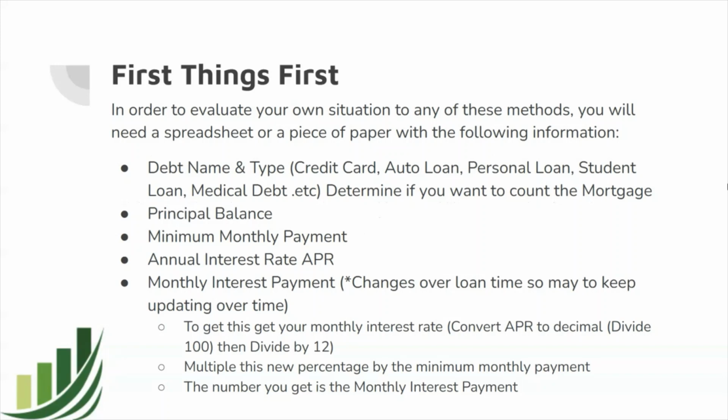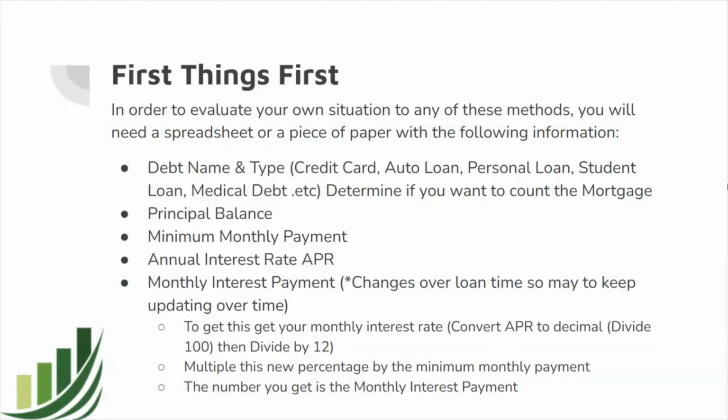In order to evaluate your own situation, what you want to do is have a spreadsheet or a piece of paper that lists the following information for all of your debts. You need the debt name and type, principal balance, minimum monthly payment, annual interest rate, and for one of these methods, you need to calculate the monthly interest payment.